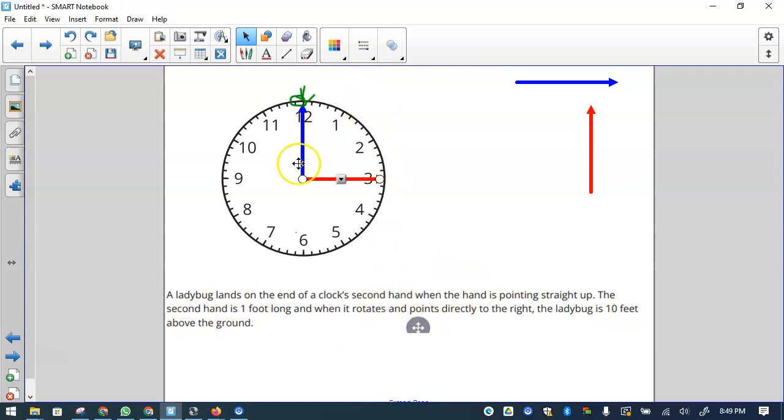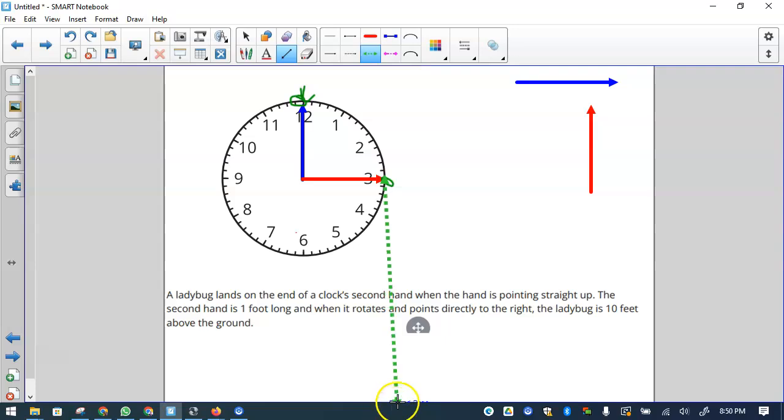Now, there's a little confusion here. I just wanted to show, let's talk about the dotted line I'm going to use. This ladybug was here. Now after 15 seconds, the ladybug sits there. So this rotates and it comes here. And how far above is this ladybug? It is from down, somewhere down, and I don't have enough space to show that. It says 10 feet above the ground.